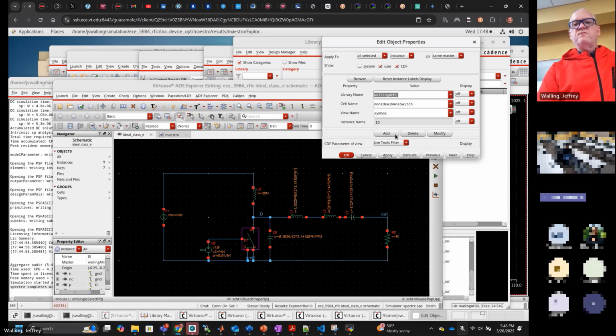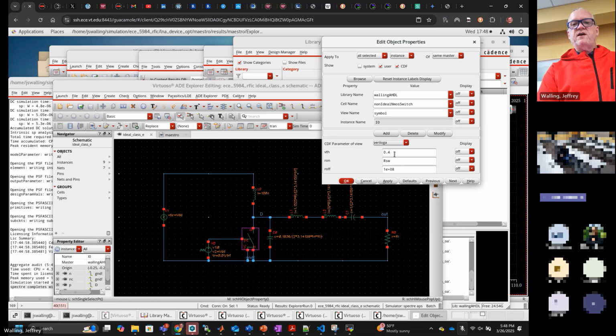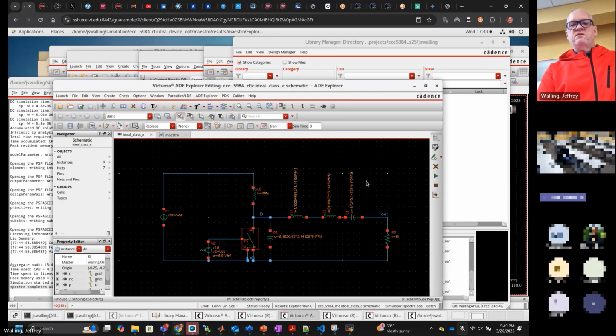So here's a non-ideal switch. I call it non-ideal NMOS switch. And if we open up the tools filter here to Verilog A, you can see I've set the threshold voltage at 0.4 volts. I made the switching resistance a variable, and I just left the off-state resistance to be a very big number, 100 mega ohms. It's probably big enough. We don't need to mess with it.